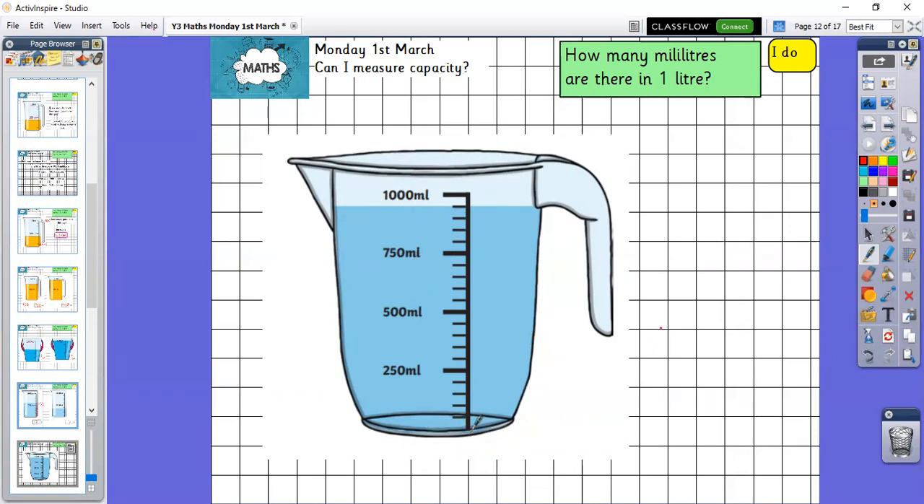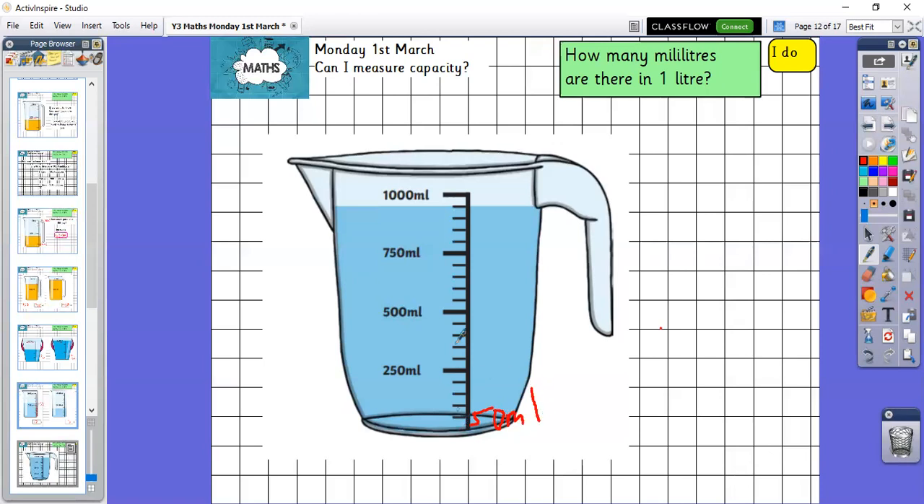So let's have a little look. Let's try counting in 100s. Does that work? So 100, 200, 300, 400, 500. Nope, it's not working counting in hundreds. Let's try something else. Let's try counting in less than 100s. Let's try counting in 50s. So I can go 50, 100, 150, 200, 250. So each of these intervals is actually worth 50 milliliters.